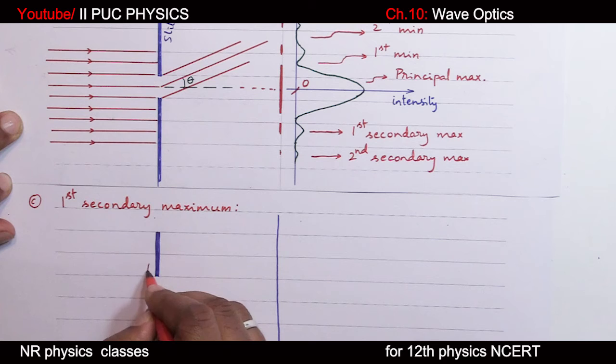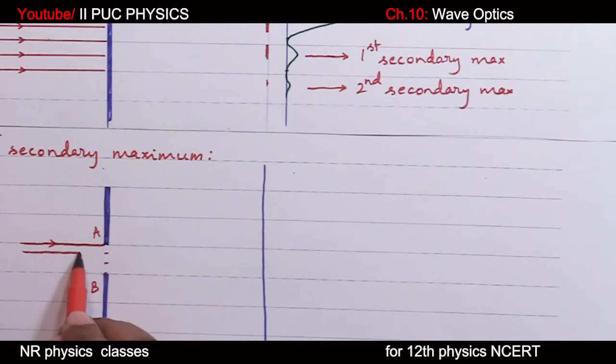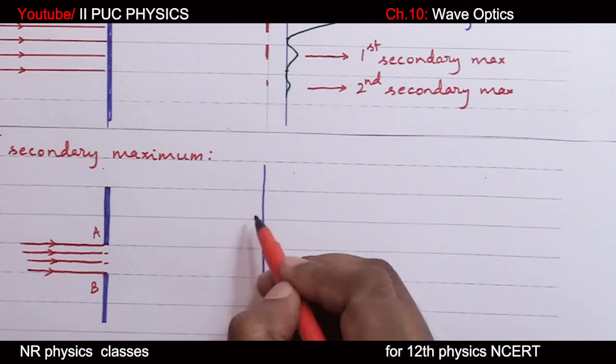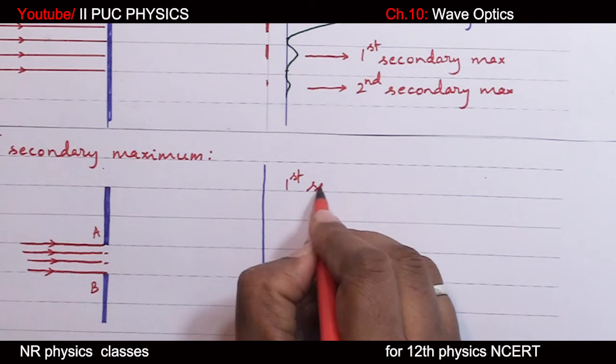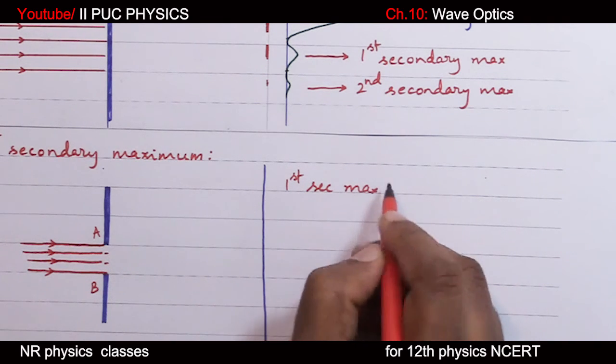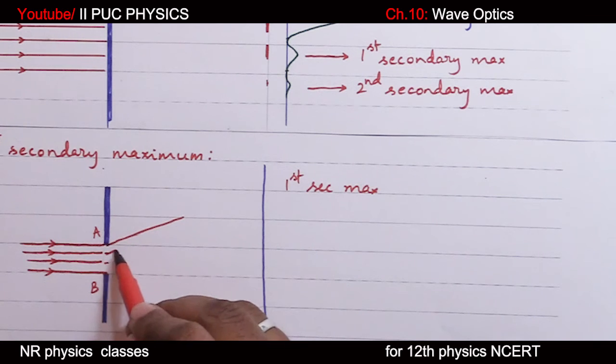Let me divide AB into 3 regions. To understand the first secondary maximum, we are using this explanation. Now, for the first secondary maximum, I should show more bending. More bending.